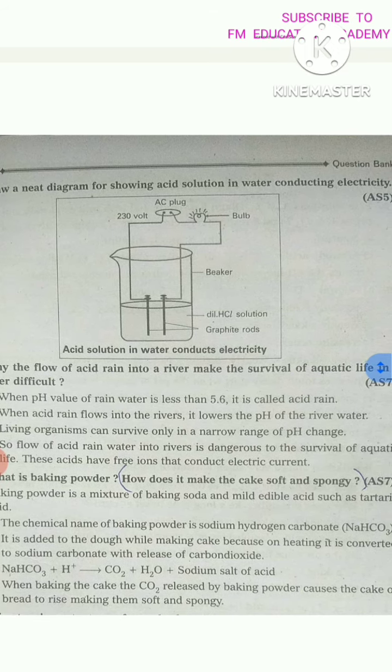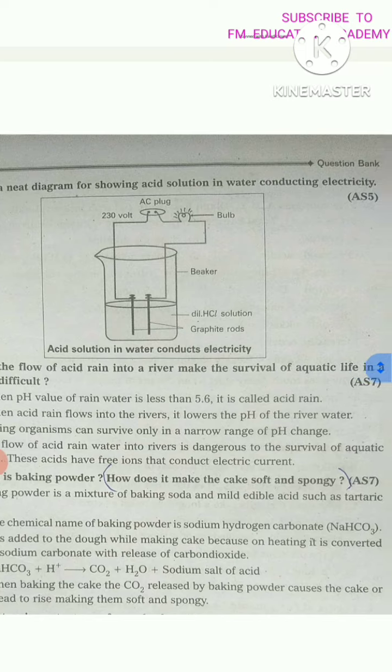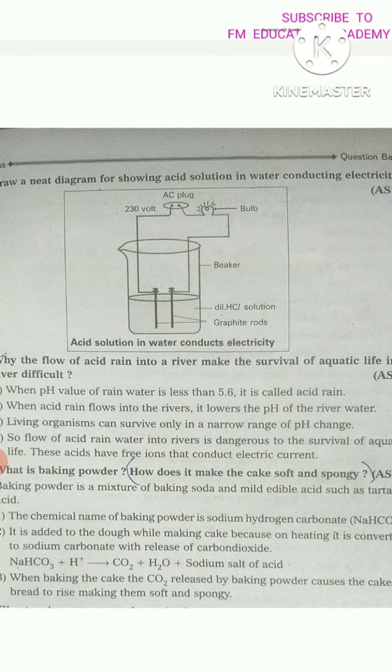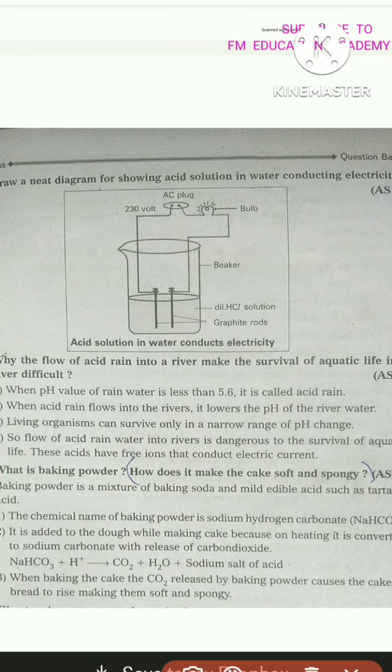When it is added to dough while making cake, on heating it is converted to sodium carbonate with the release of carbon dioxide. See, in this reaction we have sodium hydrogen carbonate, which is also called baking soda, NaHCO3. What is being added when we heat it up? H plus ions are being added, and we know H plus ions are acidic ions. So when we heat it, it will release carbon dioxide, it will release water, and it will release the sodium salt of the acid.